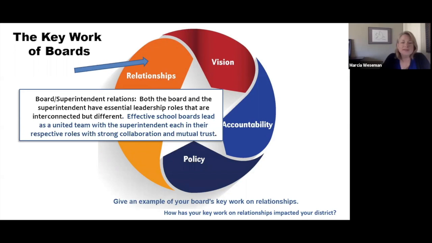So think of an example of the work that you have done to make your relationship as board members more effective with your superintendent, and how has that work to build a really effective relationship impacted your district? This is a good time to pause the recording again and have that discussion.